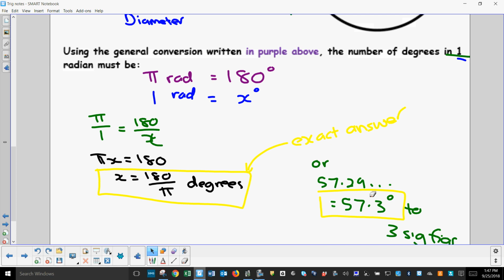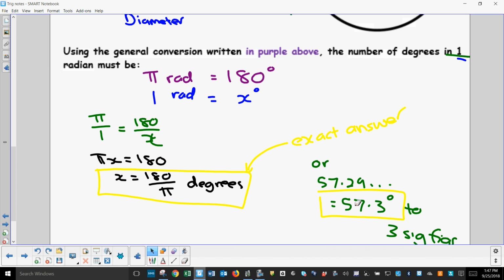Yeah, because it said, use a general conversion, find the number of degrees in 1 radian. So overall we're saying that 1 radian equals this as an exact answer, or this as a rounded answer, 360. We just put x. So each of these answers is what 1 radian equals. And it does make sense, it's good to realise.